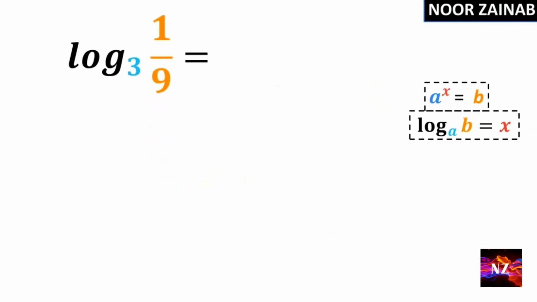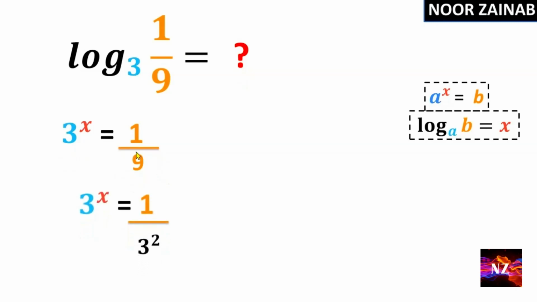Now, if we have to find log 1 by 9 with base 3, it means how many times should we multiply 3 to get 1 by 9? So 3 raised to power x equals 1 by 9. We know that 3 times 3 is 9, or we can say that 3 raised to power 2 equals 9. So if we bring this power 2 to the numerator, its sign will be reversed. Here it is positive; when 3 raised to power plus 2 comes in the numerator, its sign will become negative. As we said previously, in logarithm we have to find the power. In this way, the answer of this logarithm is minus 2.